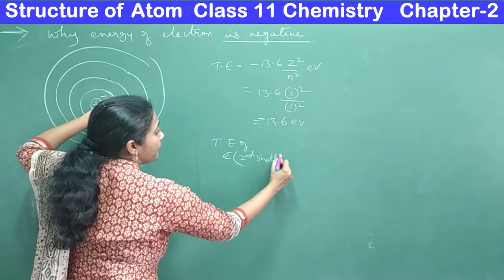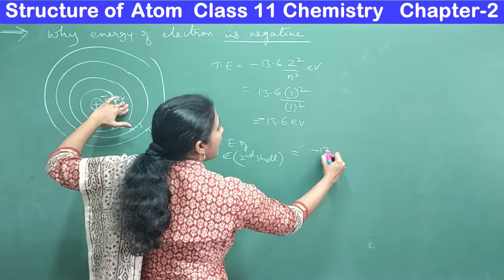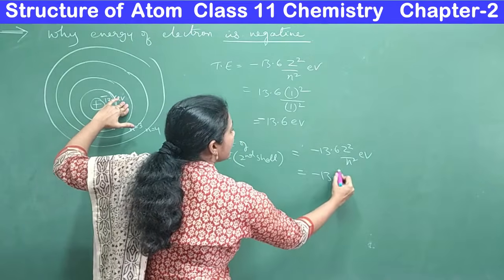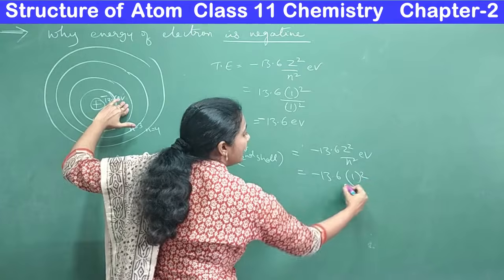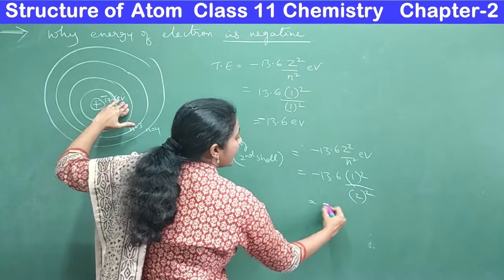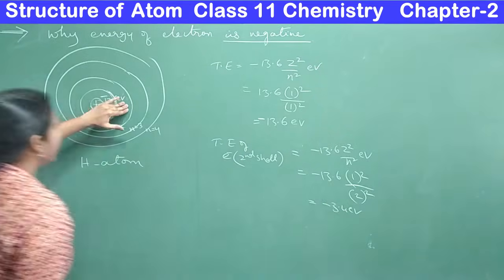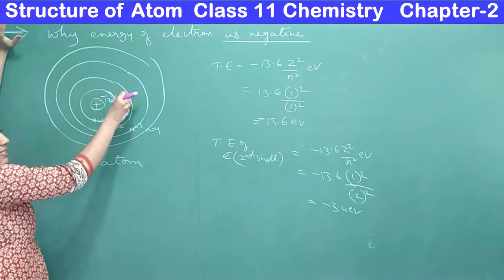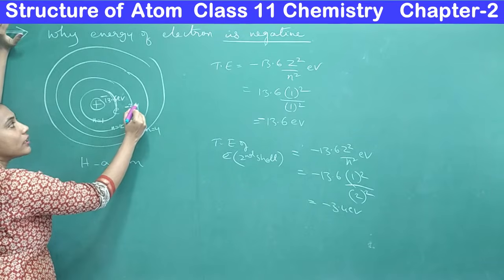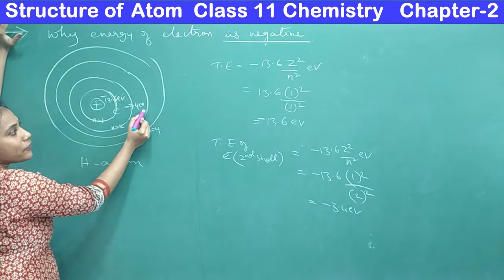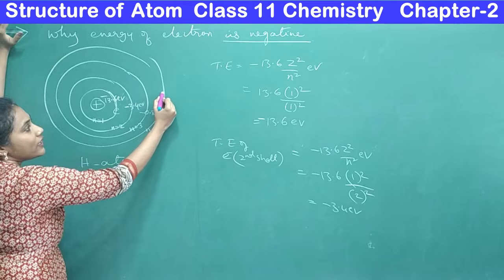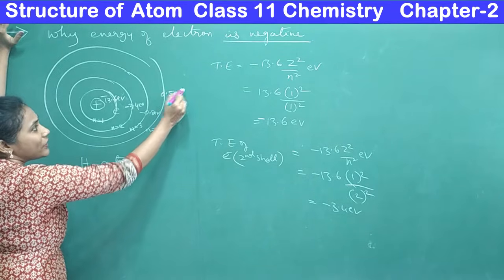Likewise, when you calculate the total energy of the electron in the second shell, the formula is minus 13.6 Z square by N square electron volt. The atomic number is 1, and for the second shell N is equal to 2, so 2 square. You will get around minus 3.4 electron volt. So if an electron is present in the second shell, its energy has to be minus 3.4 electron volt. Likewise, for the third shell I will get minus 0.8 electron volt, and for the fourth shell minus 0.5 electron volt.